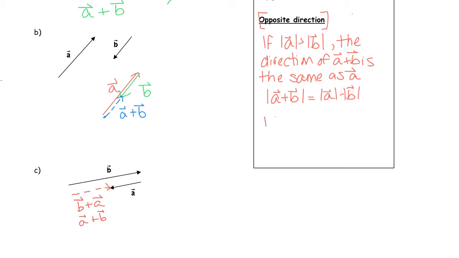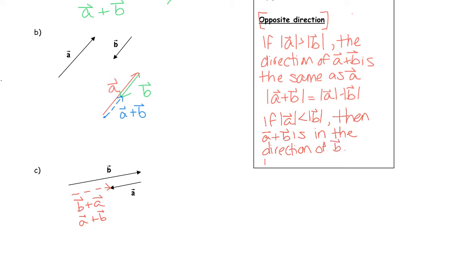Let's write down the conclusion for this one. If the magnitude of A is less than the magnitude of B, then A plus B is in the direction of B. So it's going to be in the direction of the vector that's longer. And then the magnitude of A plus B in this case would be equal to the magnitude of B minus the magnitude of A.